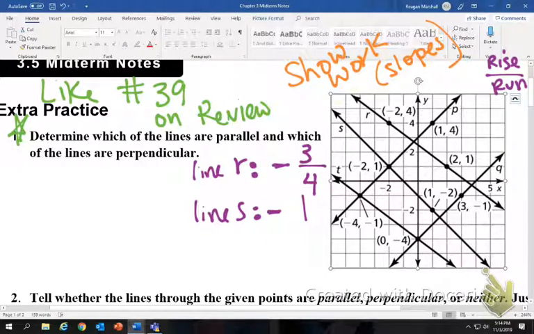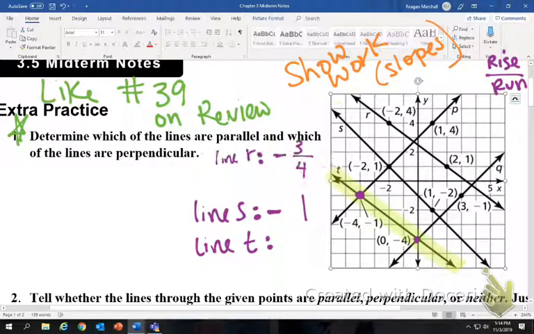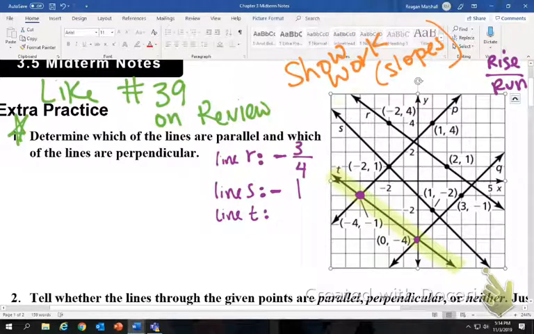The next line we'll do, RST, we're going to do this one. Find your 2 points. Line T. So again, you want to ask yourself, is this a positive or is it a negative? As it goes from left to right, it is dropping. So it's going down 1, 2, 3, so negative. Down 3 over 1, 2, 3, 4. So negative 3 over 4.